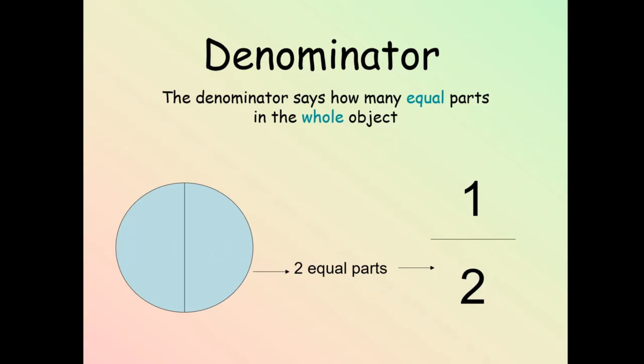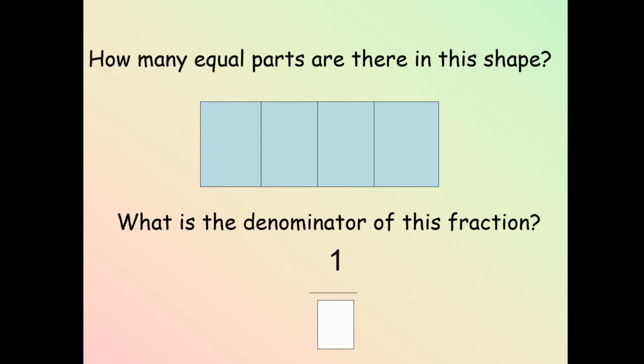Now, another example: how many equal parts are in this shape? If we are to answer this simple question, what is the denominator of this fraction, our answer would be 4, because this rectangle is divided into 4 segments: 1, 2, 3, and 4. So our answer would be 1 over 4, since the denominator just shows us how many equal parts we have in our fraction.